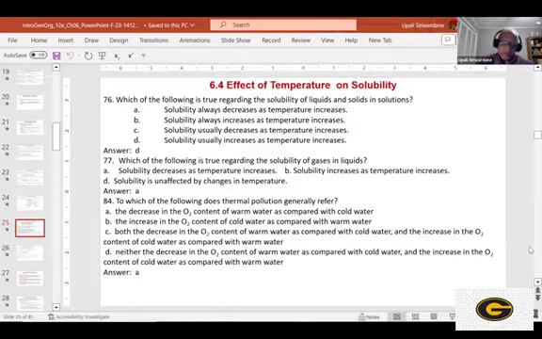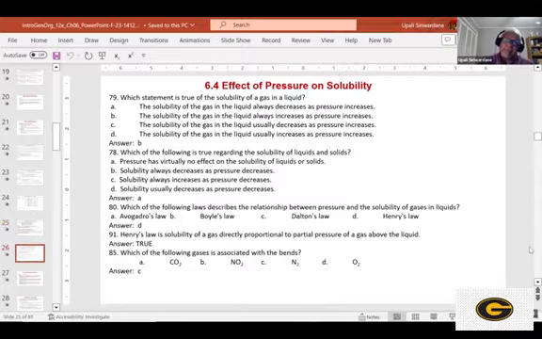Temperature also affects the solubility of a gas. Temperature increases, solubility decreases. The law that describes solubility of a gas and the pressure is Henry's law. Henry's law is that solubility of a gas is directly proportional to the partial pressure of the gas above the liquid solution. The higher the partial pressure of the gas above the solution, the more gas gets dissolved in the solution. That's called Henry's law.